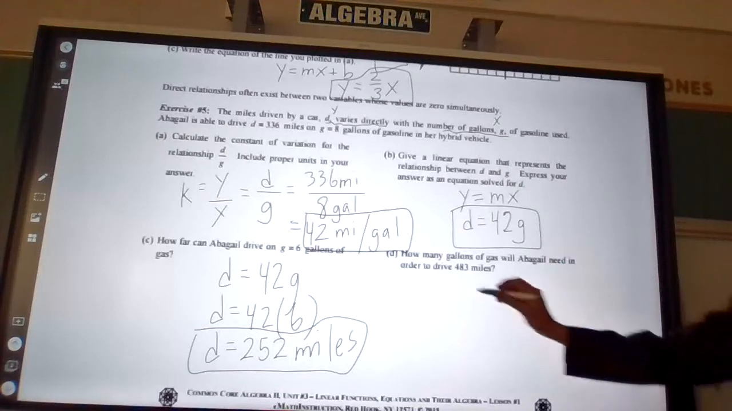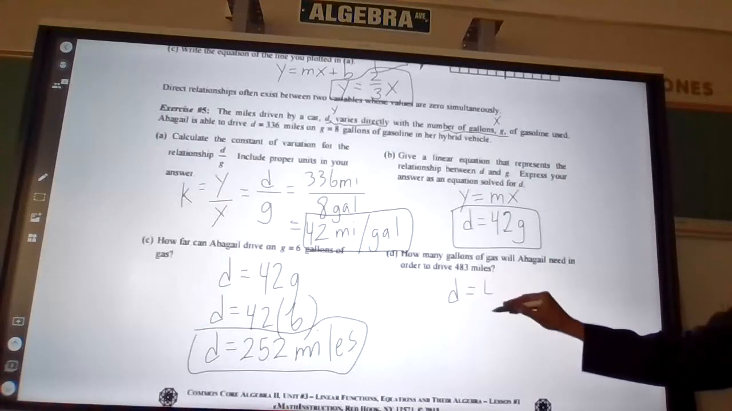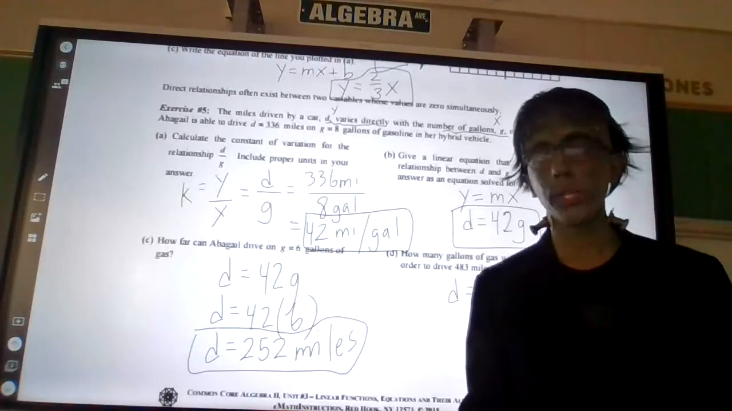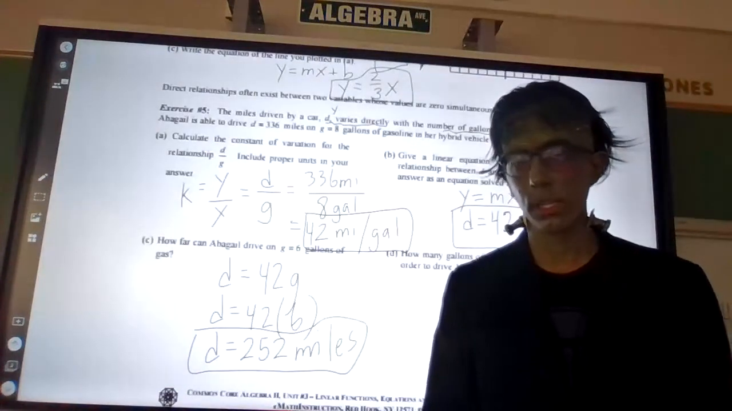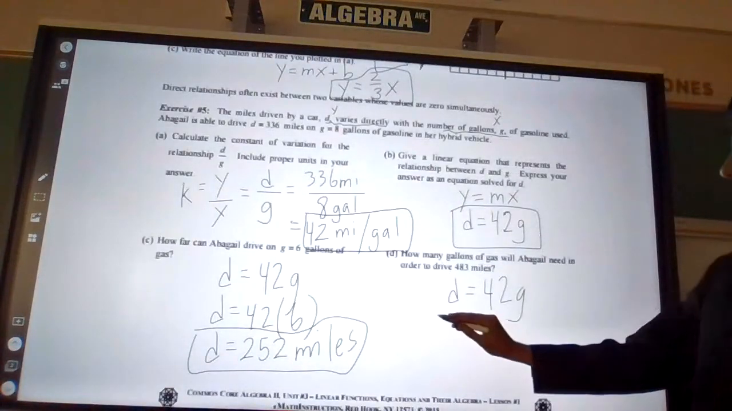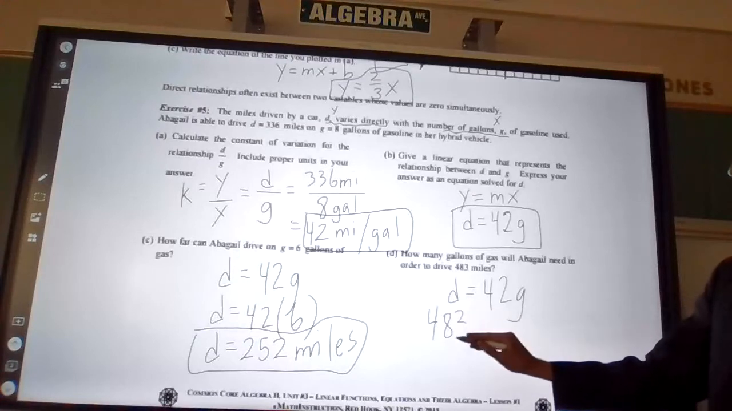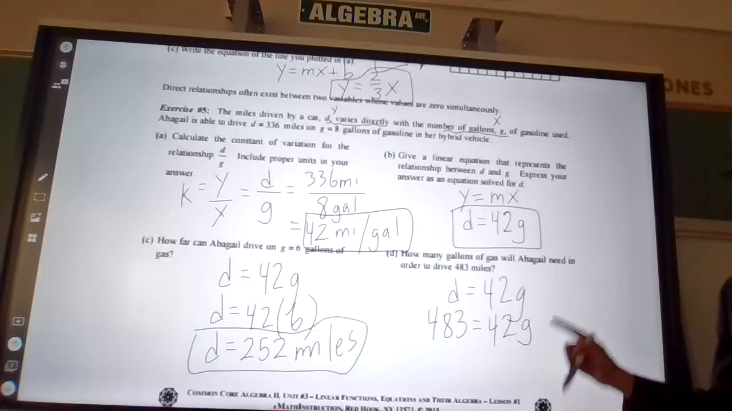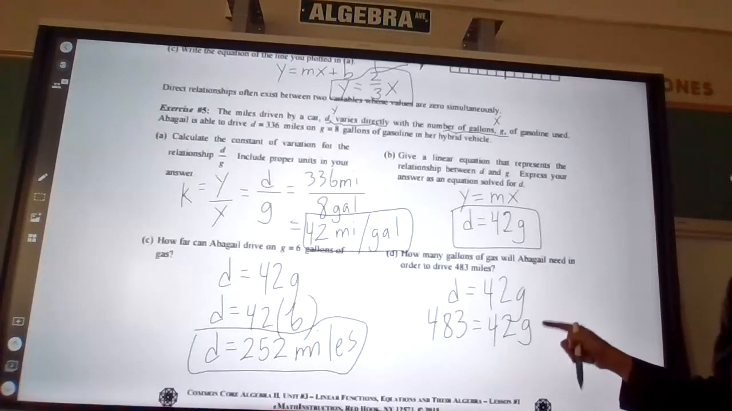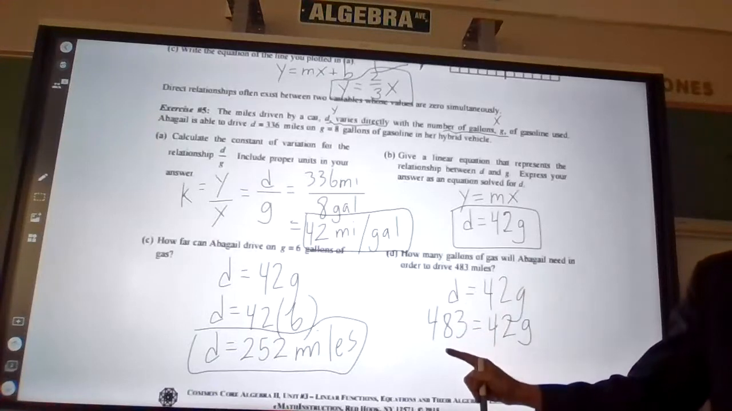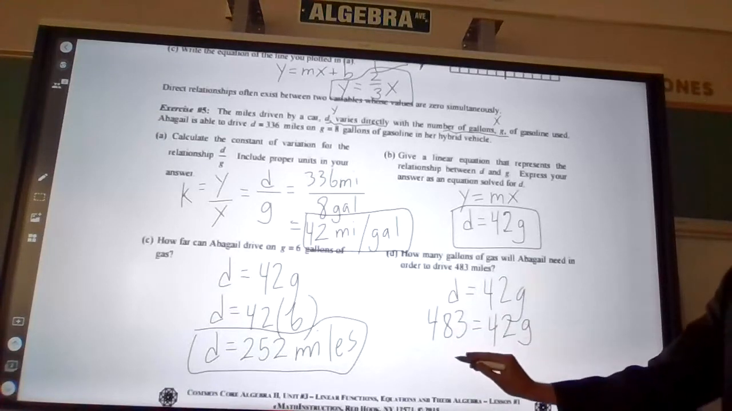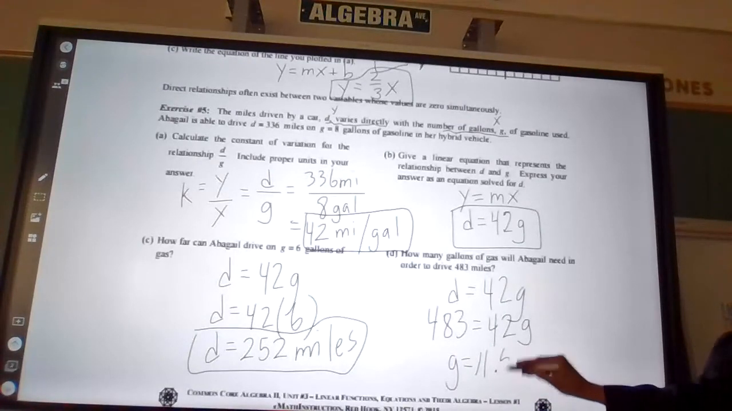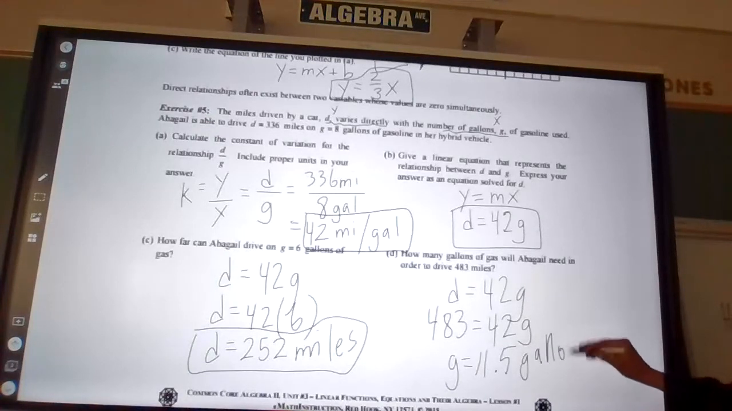All right, last one. Again, using that same equation. How many gallons of gas will Abigail need in order to drive 483 miles? Now we're given the number of miles she wants to drive, so we substitute in for D. 483 equals 42G. Now we have to solve for G. How many gallons does she need to drive that far? Quick division here. Divide by 42. That gives us 11.5 gallons.